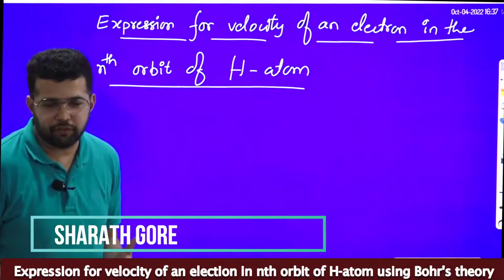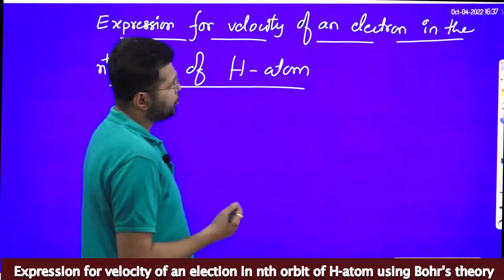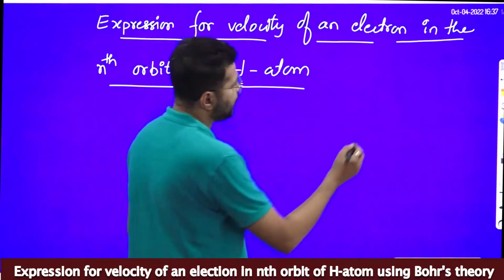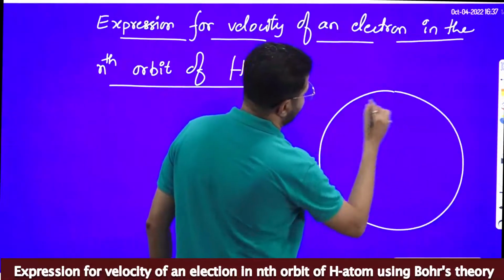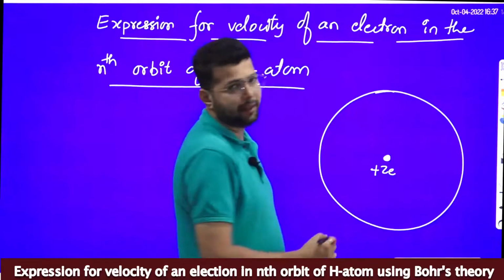Now, we will derive an expression for velocity of an electron in the nth orbit of hydrogen atom. This is also very similar to deriving the expression for radius. Let us suppose that an electron is revolving around the nucleus. The charge of the nucleus is plus Ze.